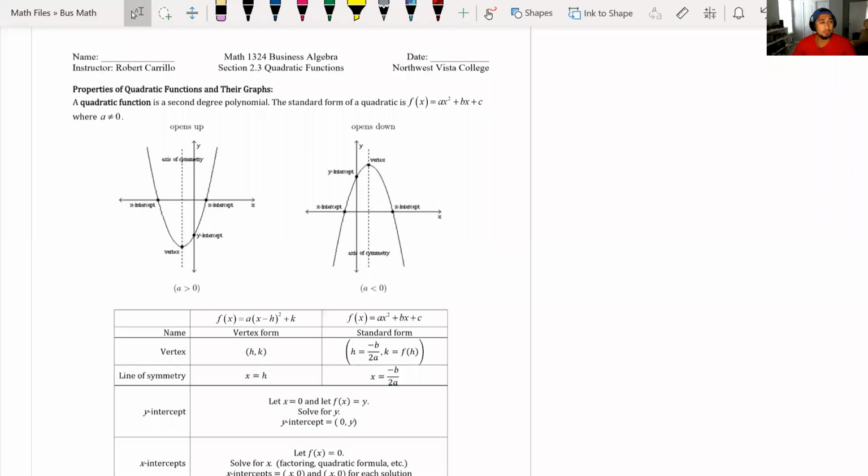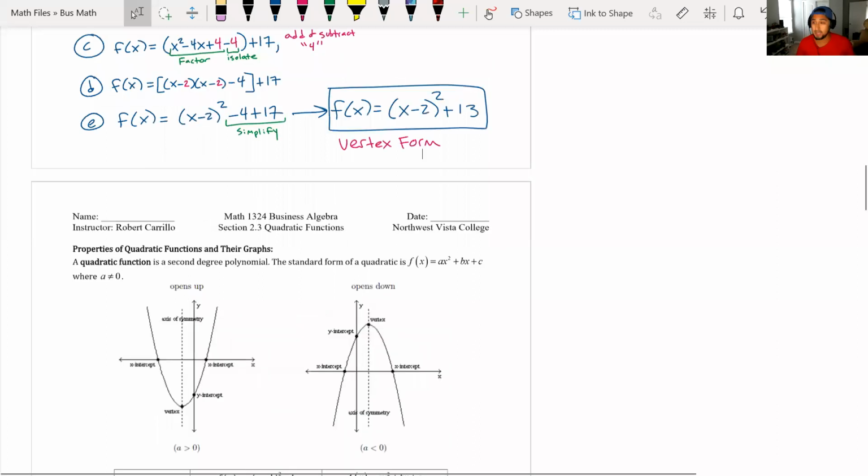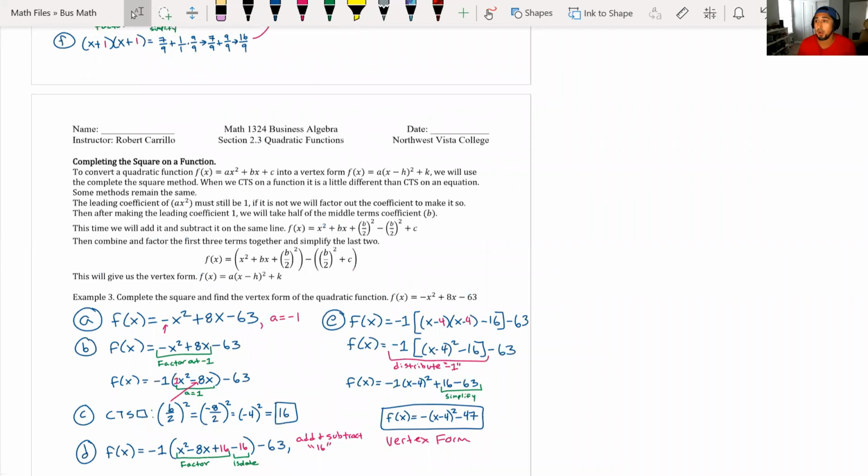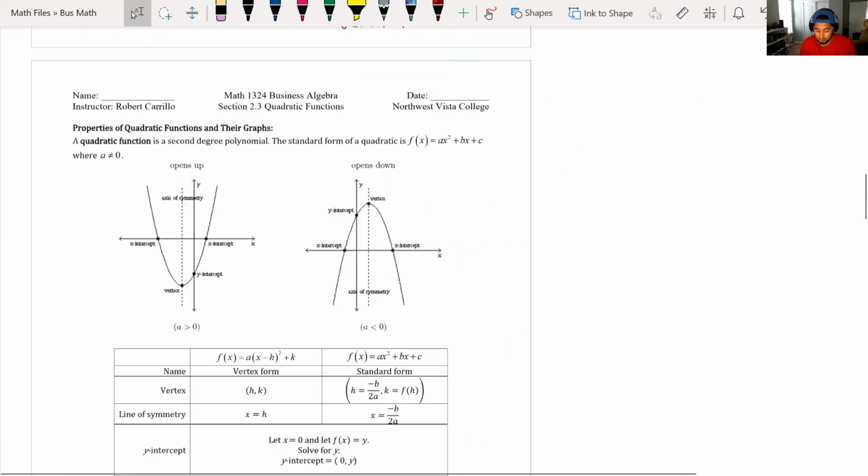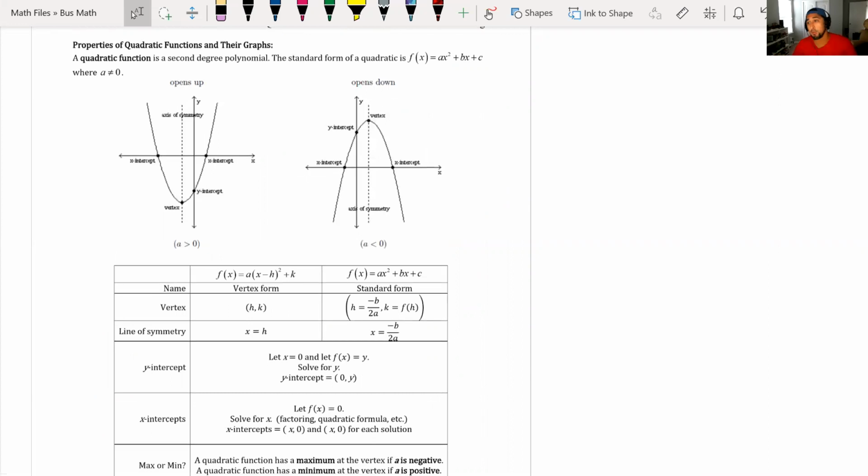All right, let's finish 2.3 up, quadratic functions. So above, we learned how to complete the square, which we will use that process to help us graph quadratic functions. Given a quadratic function, we know the standard form is f of x equals ax squared plus bx plus c. And if we complete the square, we can put it into vertex form, which is right there. So we know we can do that already.